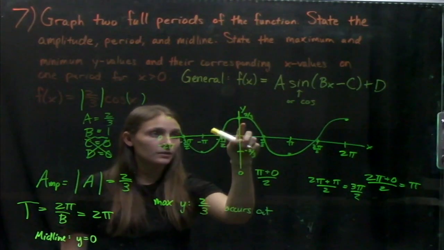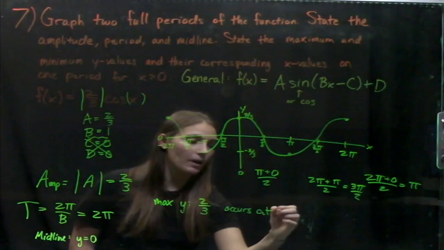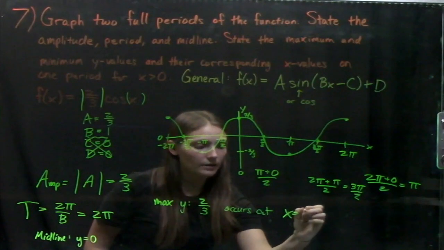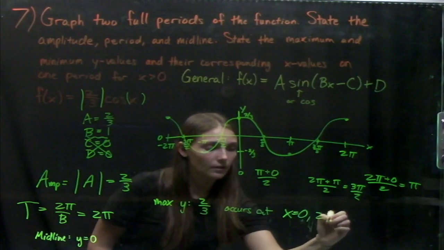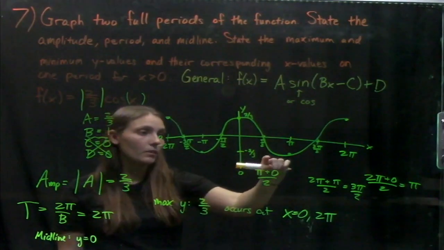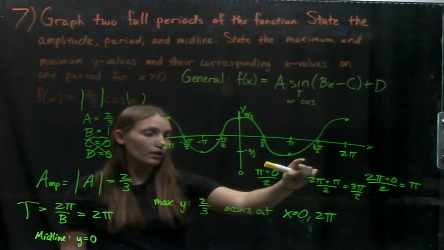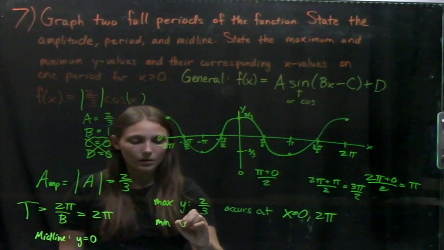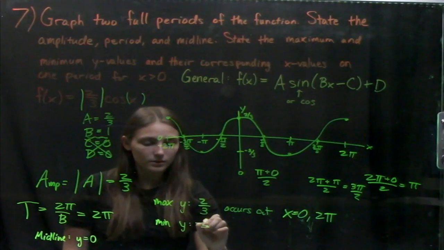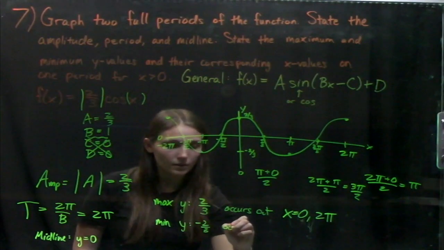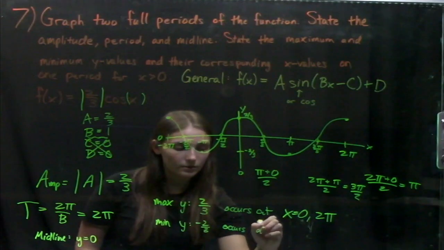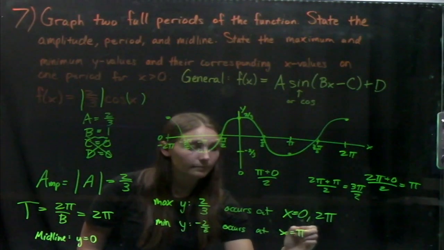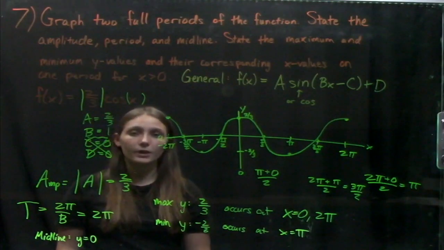where? At x equals 0 and 2 pi. Where's our minimum? It's where we hit the bottom of our cosine curve, which is at negative 2/3. So our minimum y is negative 2/3, which occurs at x equals pi. And we're done.